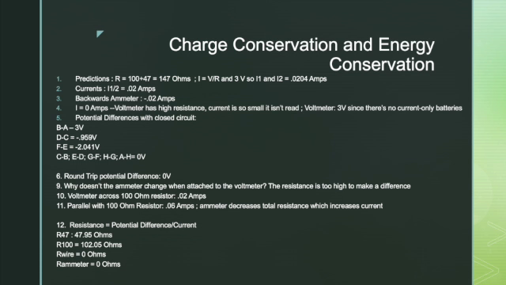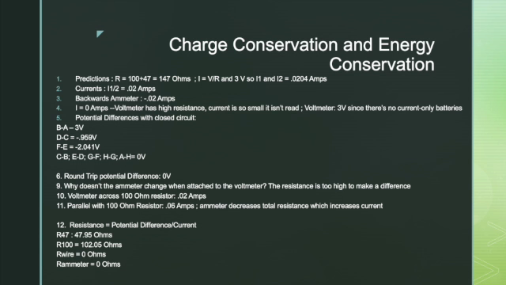And for part 9, why doesn't the ammeter change when attached to the voltmeter? This is because the resistance is too high to make a difference. For part 10, the voltmeter across the 100 ohm resistor, I got 0.02 amps. And the parallel circuit with the 100 ohm resistor, I got 0.06 amps. And the ammeter decreases the total resistance, which increases the current.